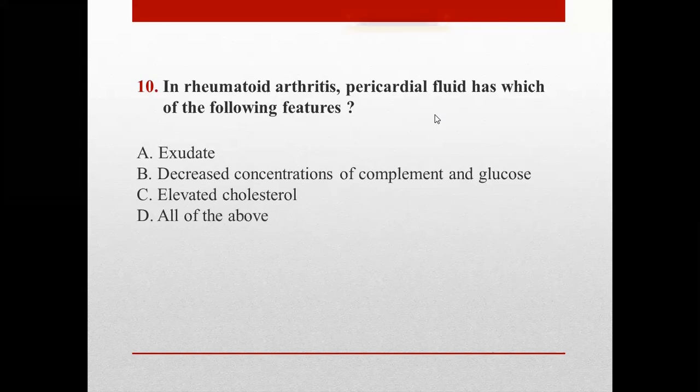I can see that a lot of us have chosen the answer B, which is decreased concentration of complement and glucose. Okay, and only one chose D, which is all of the above. Let's see the correct answer. The correct answer is D. In fact, if a patient with rheumatoid arthritis develops pericardial effusion, the pericardial fluid will have all these features. It will be an exudate, with decreased concentration of complement and glucose, and with elevated concentrations of cholesterol. So the correct answer is all of the above. Okay.